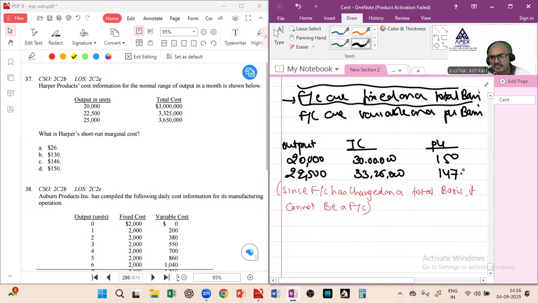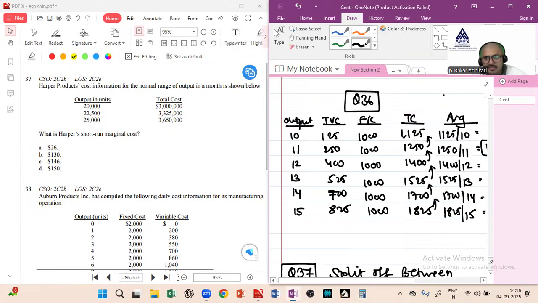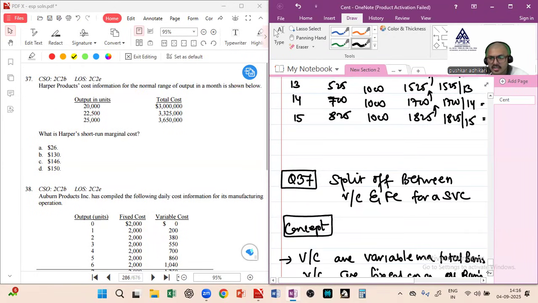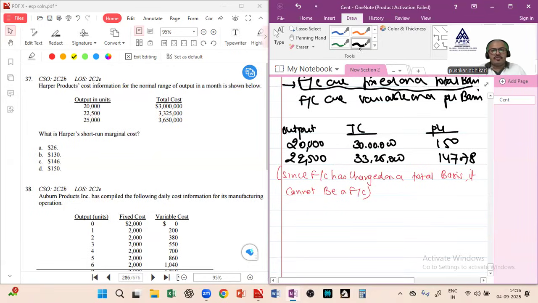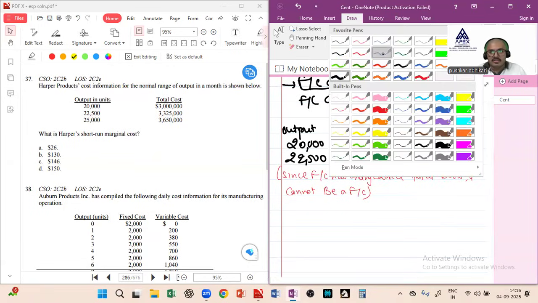147.78. Now see, you can say that it is a variable cost because it is changing on a total basis. But on a per unit basis, for it to be a variable cost, it has to stay fixed. Variable costs are fixed on a per unit basis. But on a per unit basis, is it fixed? No, sir. On a per unit basis also it is not fixed.